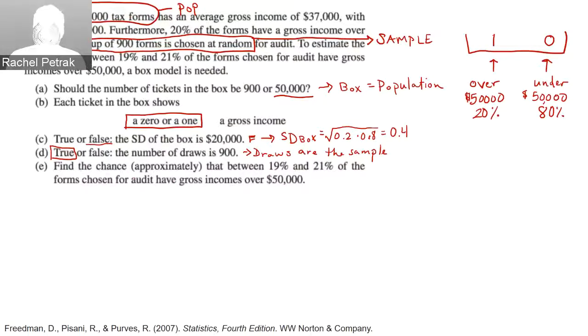And our last item, find the chance approximately that between 19% and 21% of the forms chosen for audit have gross incomes over $50,000. So the number of sample forms with gross incomes over 50,000 is like the sum of 900 draws from the box. Here we have an expected value for the sum equal to 180.